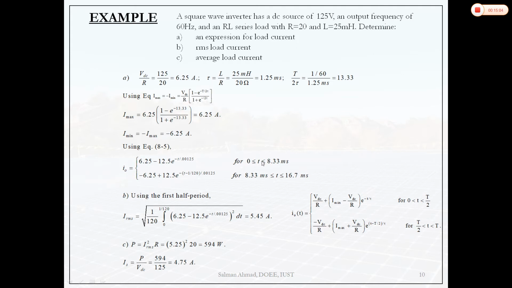Now you have to calculate the RMS load current, which we have already seen. Substitute all these values and we will get this value for the RMS current. Similarly, for the average load current, the output power is known, so that will be equal to the input power. From there you can find the average current that is supplied.